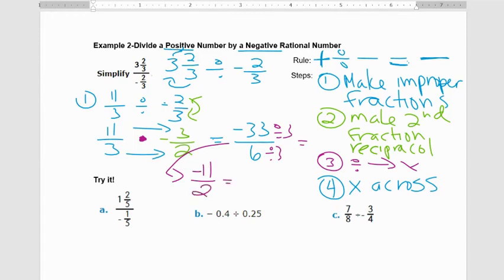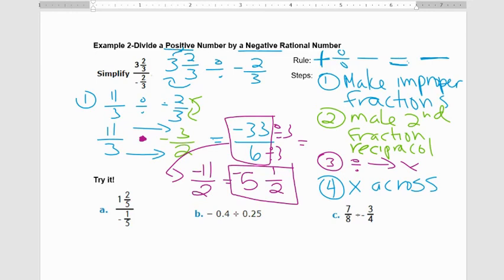Now remember, Savas wants a mixed number. So 2 goes into 11 5 times, because 5 times 2 is 10. So that will be a negative 5. And the difference between 11 and 10 is 1. Keep the denominator the same. I remember I will accept the negative 33 over 6, but Savas won't.